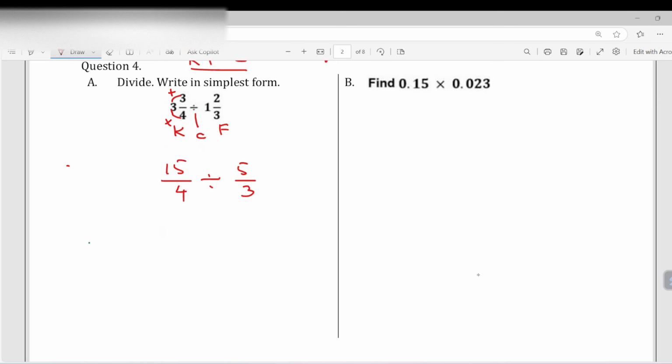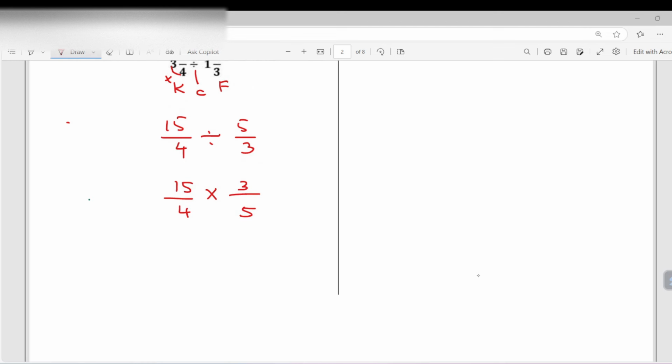Now, what is the rule? Keep the first fraction as it is, so 15 by 4 as it is. Second, change the sign: division becomes multiplication. And flip: 5 by 3 becomes 3 by 5. Okay, that's it. Now simplify.